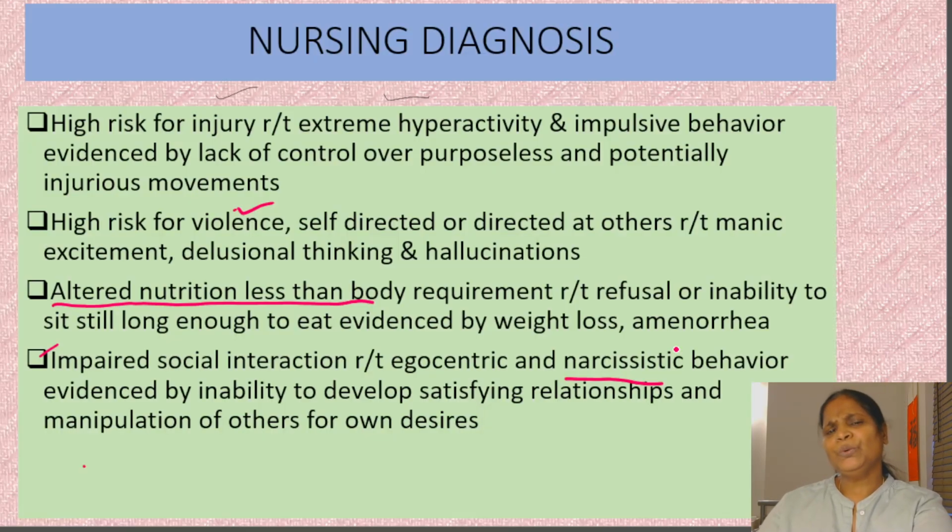You can add other nursing diagnoses also for this. Altered nutrition, high risk for violence, high risk for injury. Apart from that, we said grooming. Then ineffective family coping also can be added for these persons.